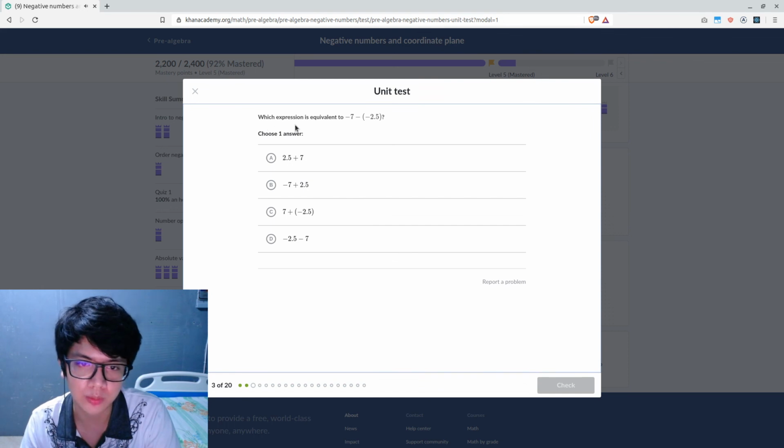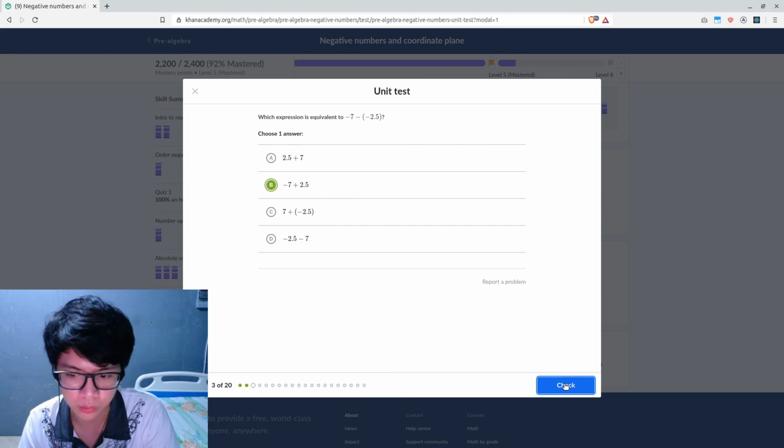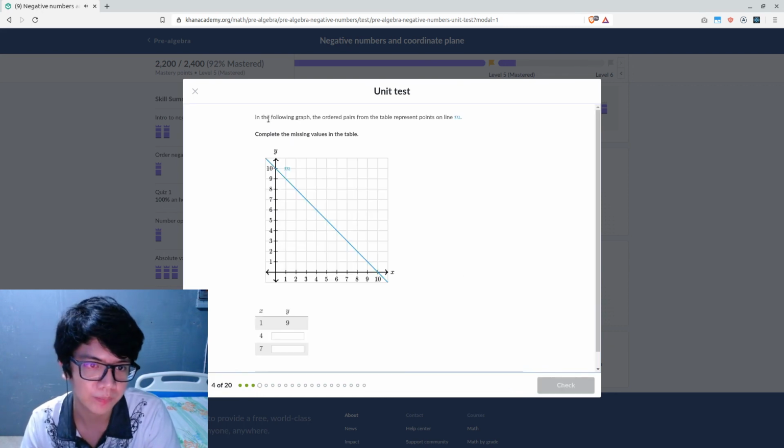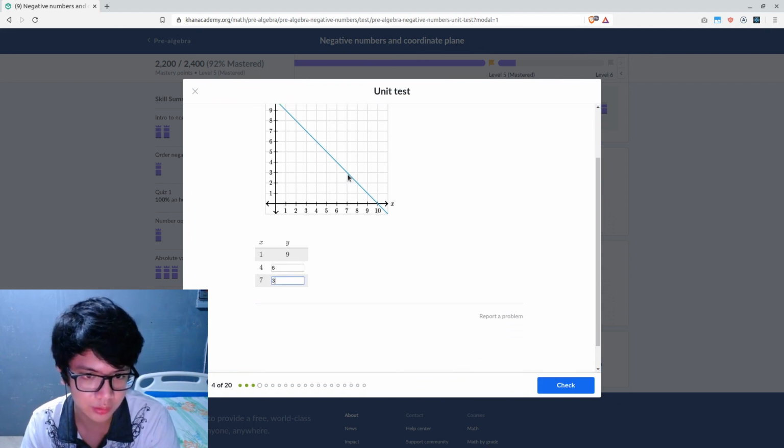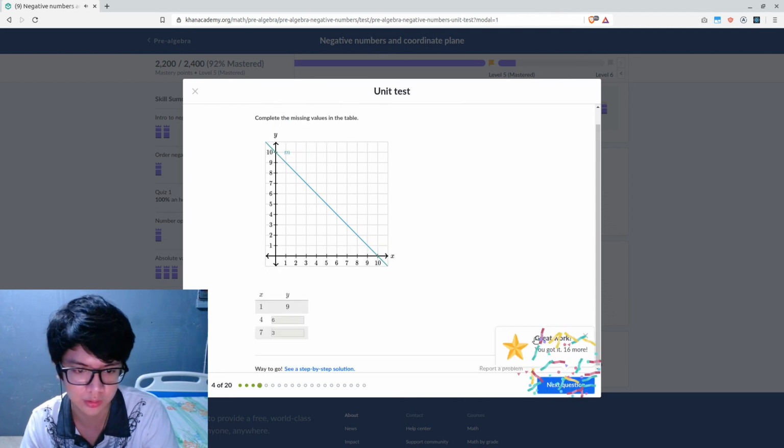Which expression is equivalent to -7? Okay, so this is -7 plus 2.5, right? 2.5, yeah, cool. Just one answer. In the following graph, the ordered pair represents a point on line M. Complete the missing values in the table. Oh, okay. 1, 9, then we get 4, 6. I guess it's 3, 70. Cool, yeah, it's linear, so it's gonna be 3.